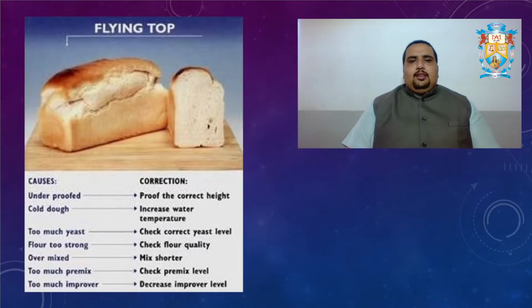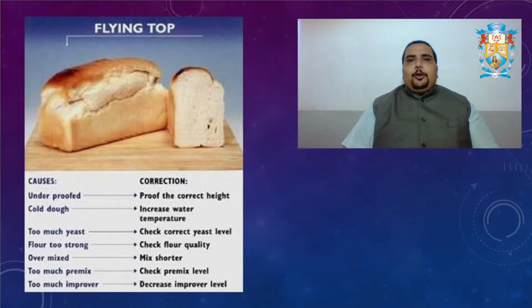What are the causes and what should have been the correction? Now there is no correction that can be done afterwards. We are going to see what can be done for correcting this. First we'll see what is the cause. The cause one can be underproofed bread. The correction is proof to the correct height.